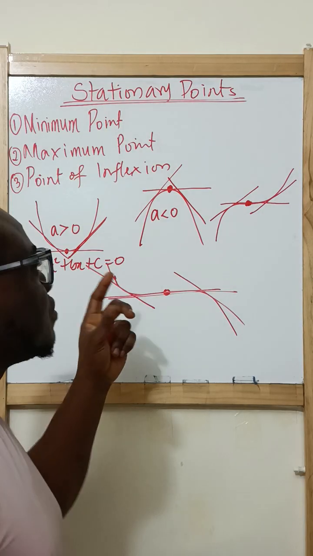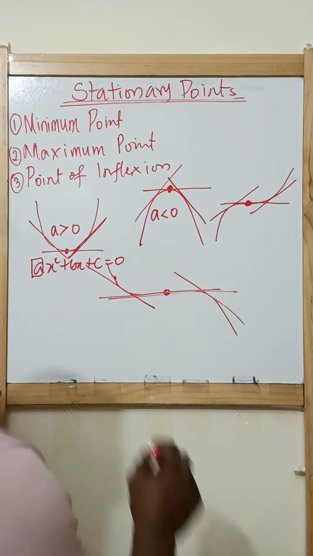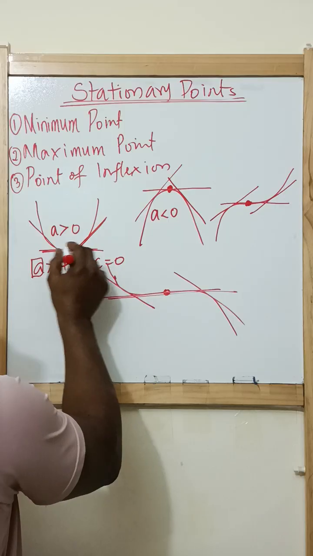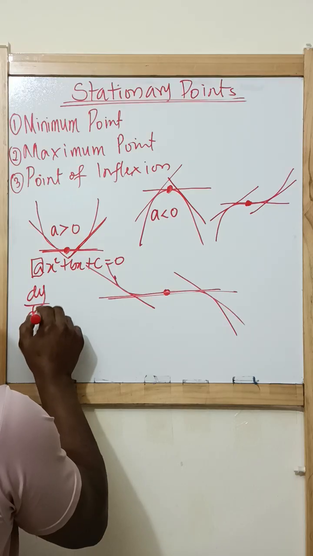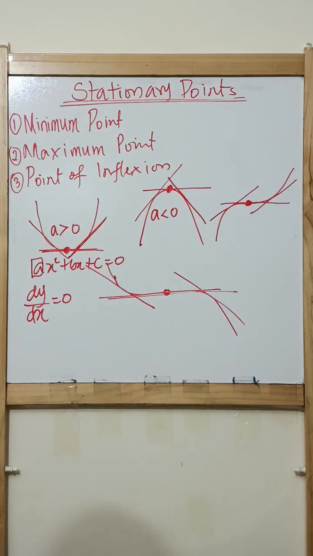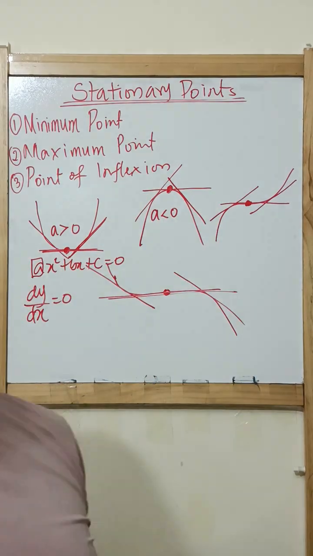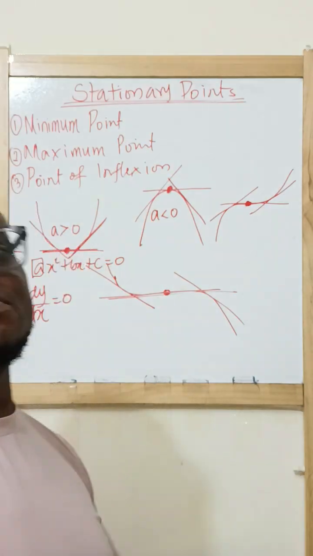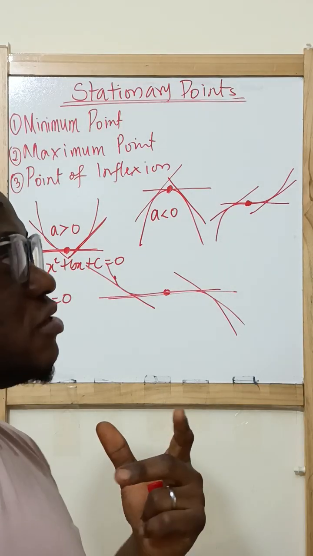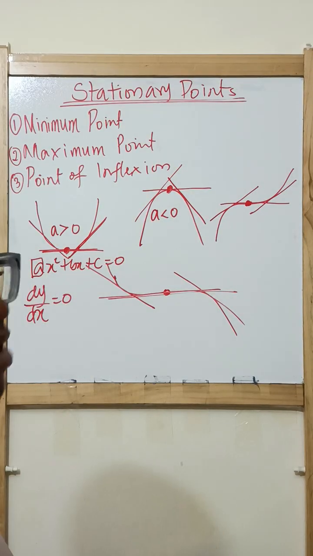The major thing we need to understand about stationary points is that their derivative is equal to 0, which means dy/dx is equal to 0 at stationary points. In all three cases, you can see the slope is 0 here, 0 here, and 0 here. Now, the nature of the curve, whether it is a minimum, a maximum, or a point of inflection, is determined by what happens before and after the point.